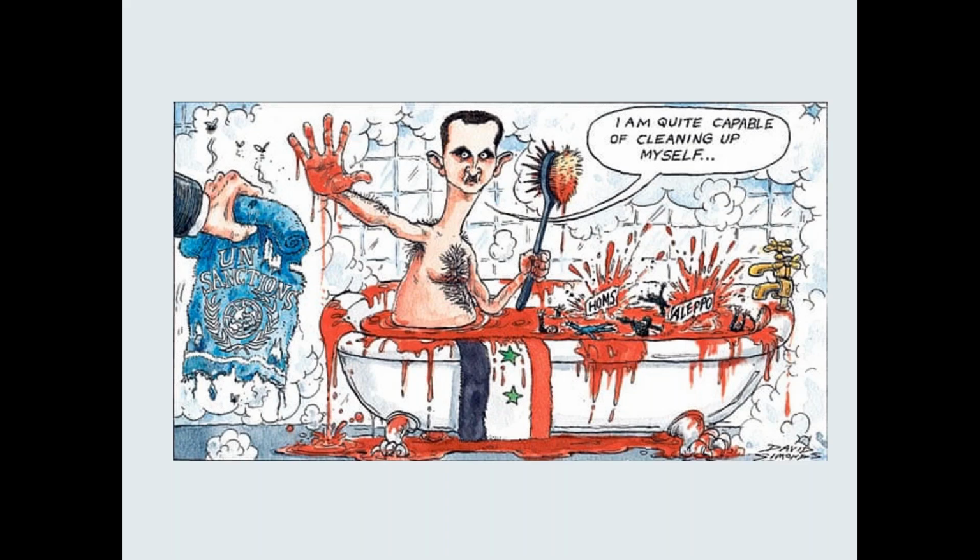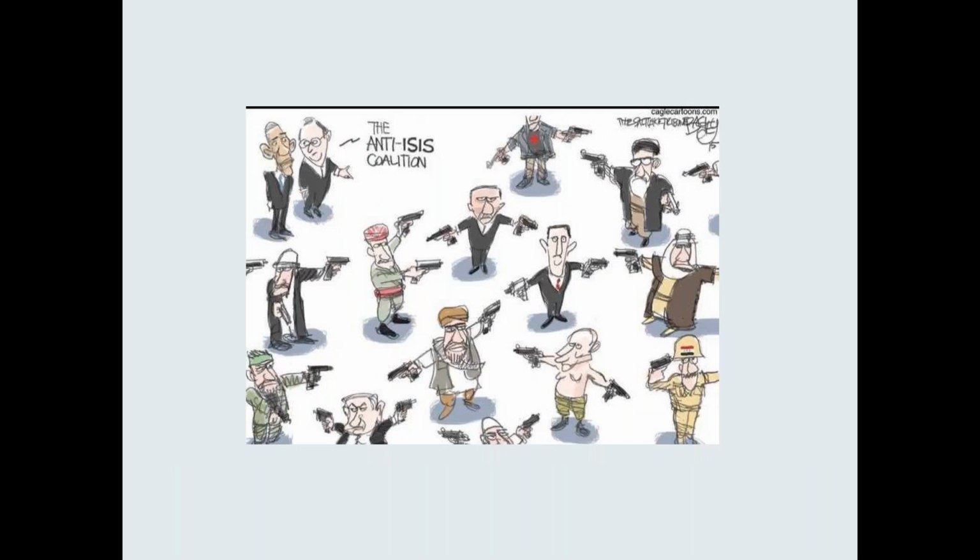Final issue to raise regarding Syria in this context is the complexity of the situation. Again, a cartoon here highlighting this. Got the anti-ISIS coalition. Okay, all these people are against ISIS, but they're also, as you can see from the cartoon, against each other as well. One of the more obvious features of the conflict in Syria has been how complicated it is. Okay, who is aligning with who?